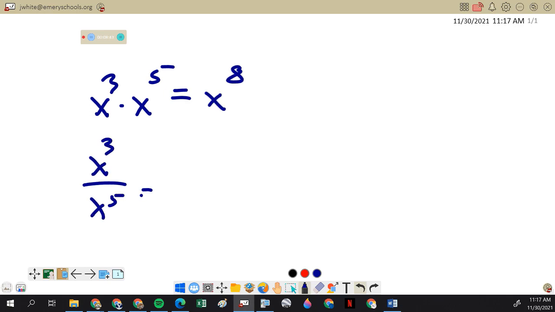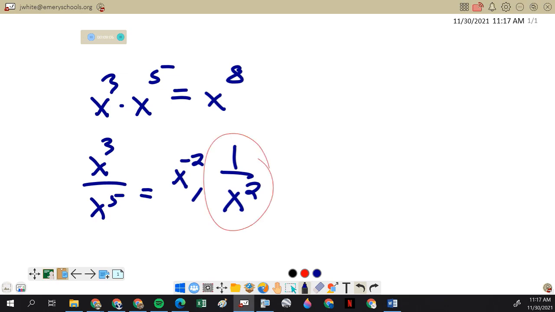What about if I had x to the third times x to the fifth? What would that equal? X to the 8th. What about x to the third over x to the 5th? So we could say x to the negative 2 or 1 over x squared. Those mean exactly the same thing. If you subtract the bottom one from the top, you're going to get negative 2. But if you subtract the top one from the bottom, you're going to get 1 over x squared. And we always prefer positive exponents in our final answers.